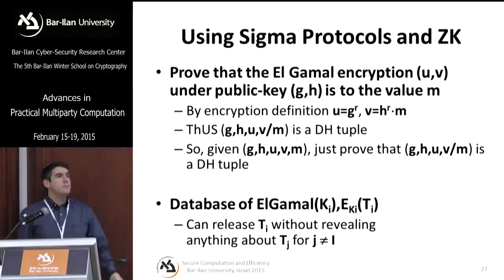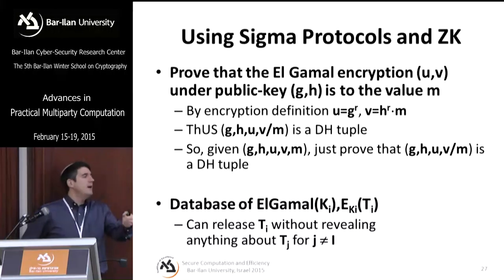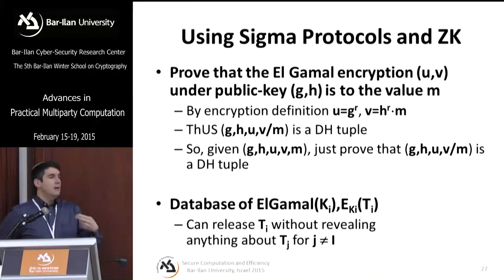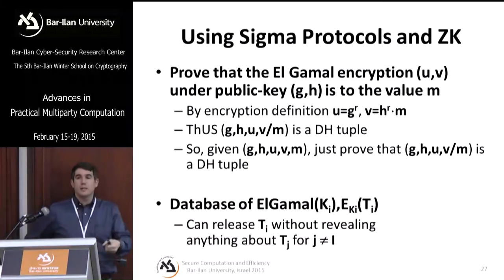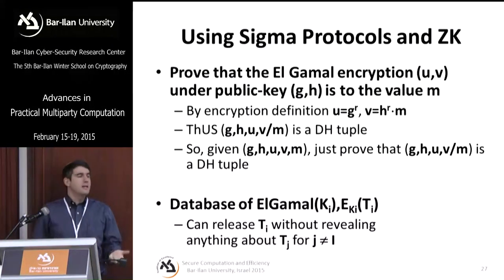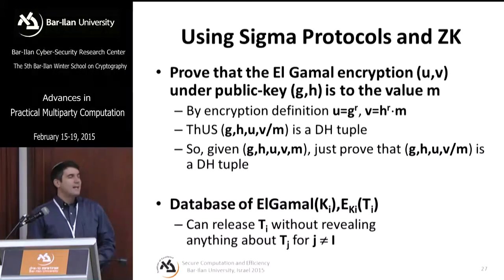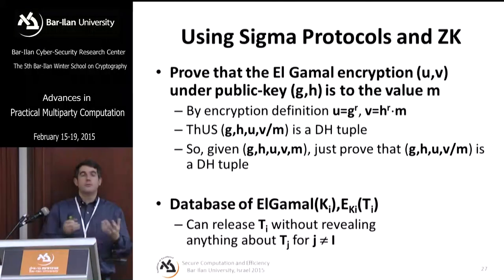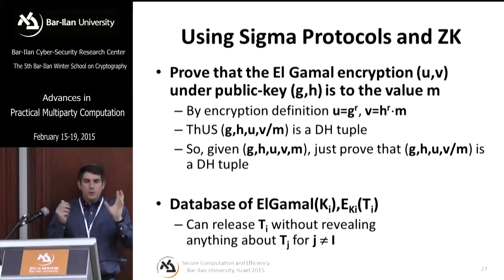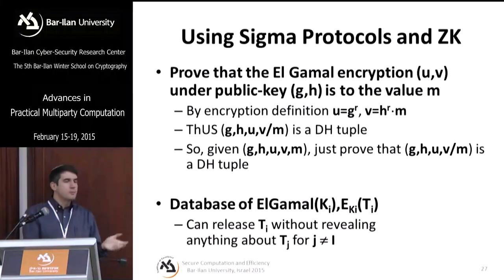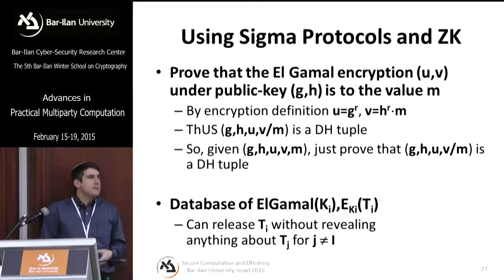So I have a database of ElGamal encrypted values, and I want to release a single value without revealing the secret key, and I want to release it in a way which is provable. I can't cheat you. I can't take the encrypted database and change it later on. I can't claim that it's a different value. I have to give you the correct value. And you can do this using this zero knowledge proof, which is very efficient. In the concrete groups that we use, this takes under a millisecond to prove.